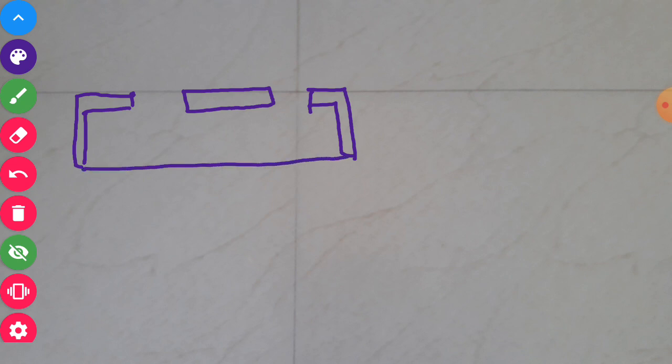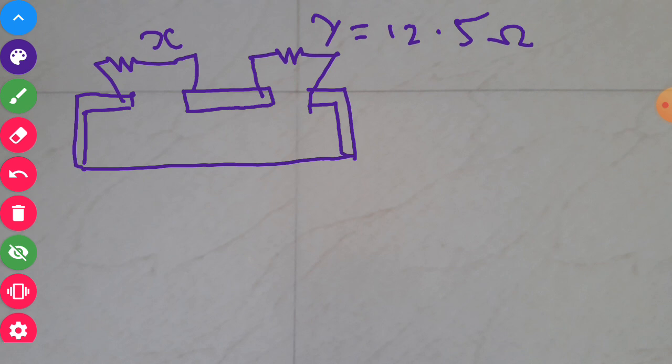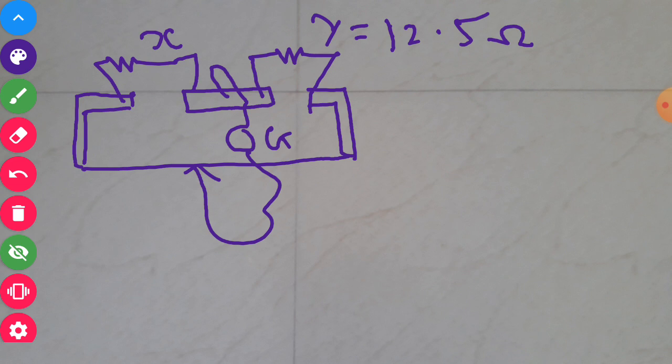Now see, here we have joined one resistance whose value is X. Here we have joined another resistance whose value is Y. And this value of Y is given, 12.5 ohm. Now we have the galvanometer here, and its free end is somewhere here, and we are getting the null point at L1 equal to 39.5 centimeter.